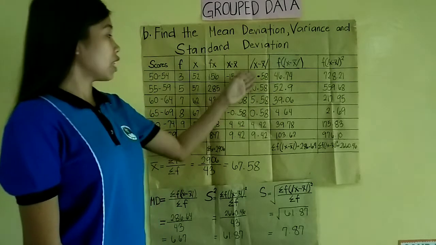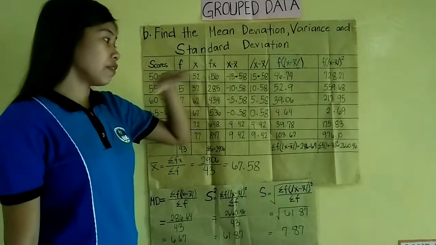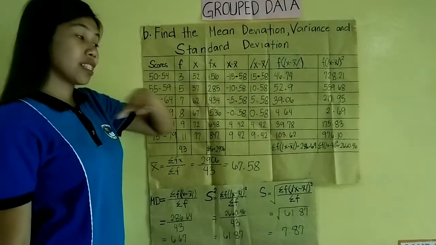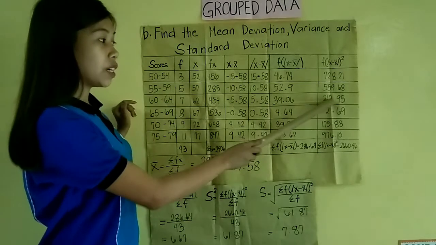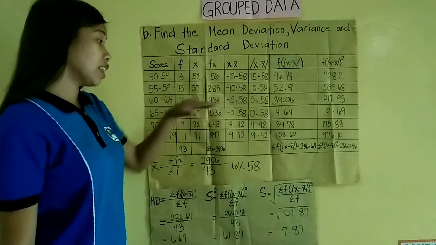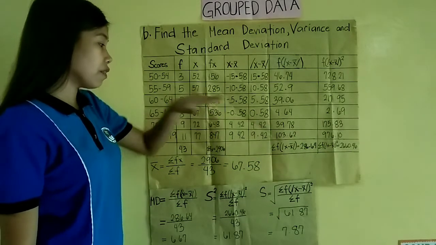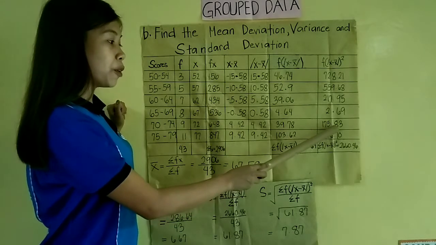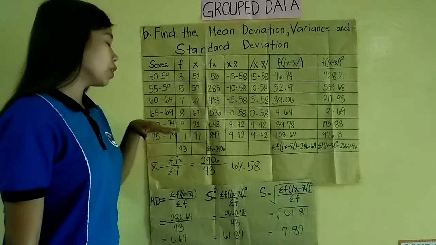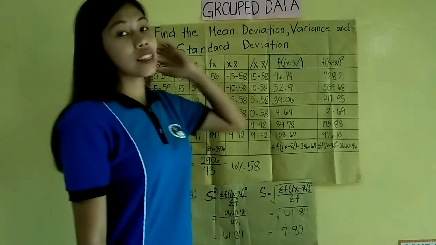15.58 times itself times 3 is equal to 728.21. 10.58 times itself times 5 is equal to 559.68. 5.58 times itself times 7 is equal to 217.95. 0.58 times 0.58 times 8 is equals 2.69. 4.42 times itself times 9 is equals 175.83. 9.42 times 9.42 times 11 is equals 976.10. Now, let's sum it up.